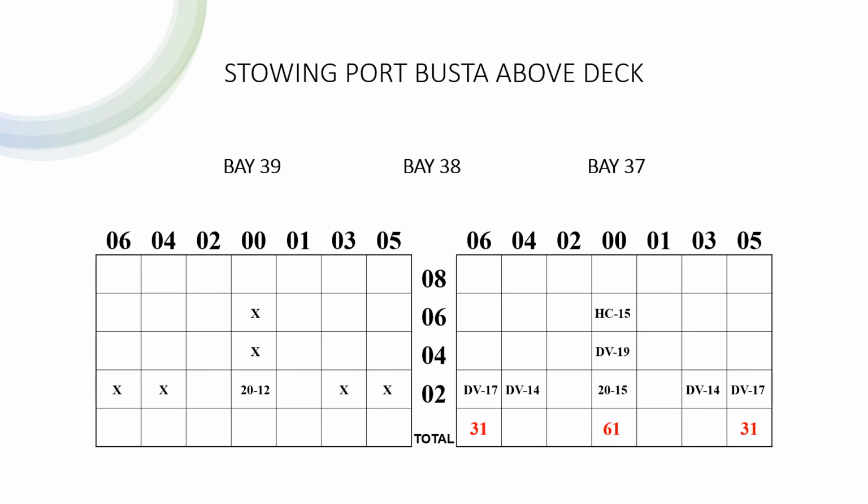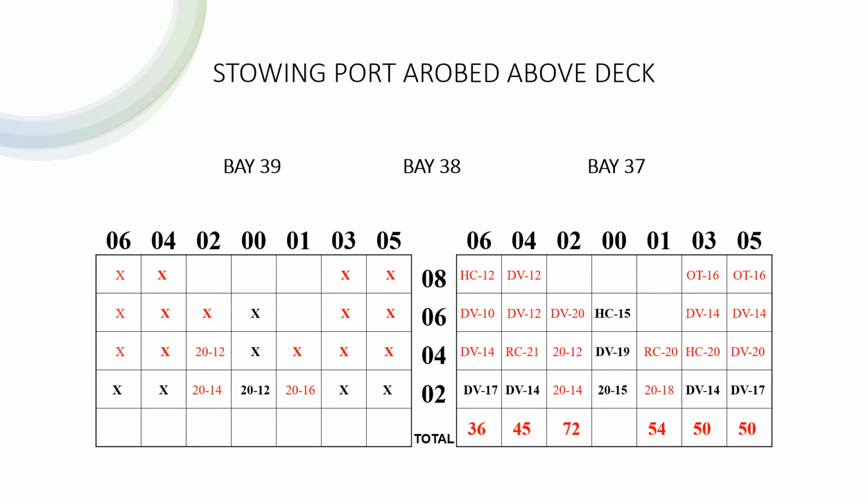Now we need to put on the container support AROBED in the split 153, 154. So here we have stored port AROBED in the same split as we stated earlier, 153, 154, and they're all indicated in red.